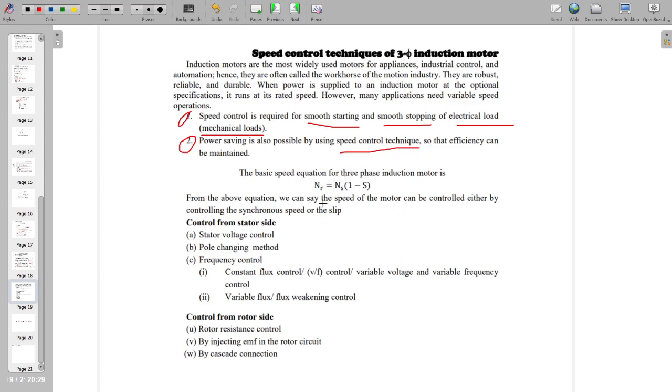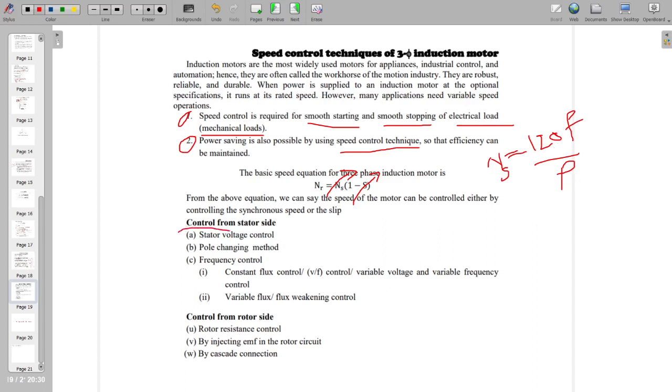We all know the rotor speed of the machine is NR equal to NS into (1 minus S). So we can control it indirectly with the help of the synchronous speed as well as the slip. We all know that NS is equal to 120 F by P. So indirectly the synchronous speed depends on the frequency of the supply as well as the number of poles.